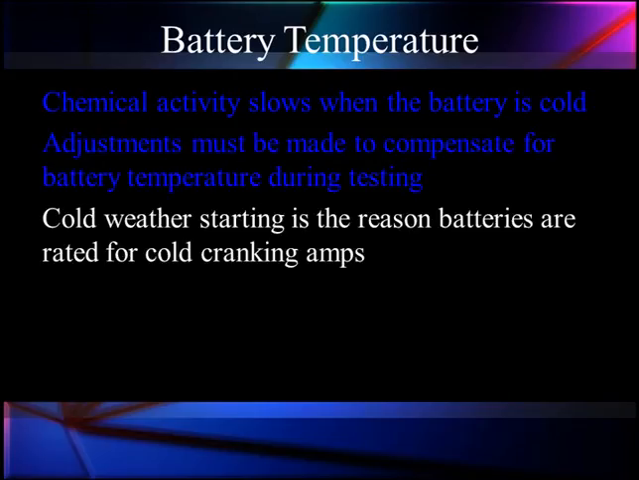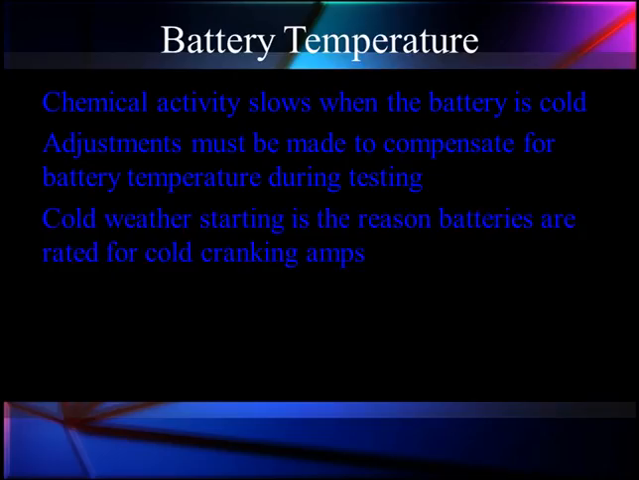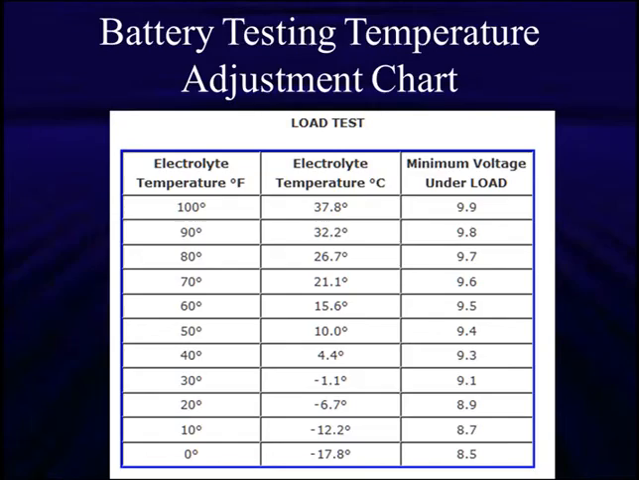Cold weather starting is the reason batteries are rated for cold cranking amps. 550 cold cranking amps means it puts out 550 amps during a discharge at 0 degrees Fahrenheit and stays above 7.2 volts for 1 minute. That's its ability to start in cold weather. That's the newest rating that most people use. It's not the only rating on a battery. Let's talk about adjusting for this temperature.